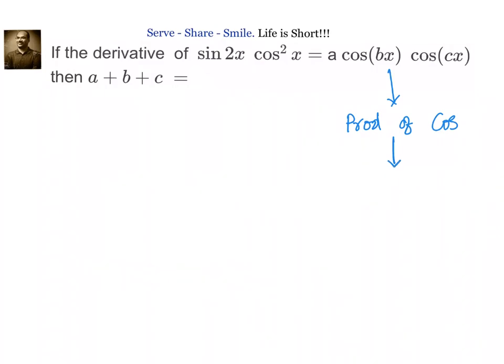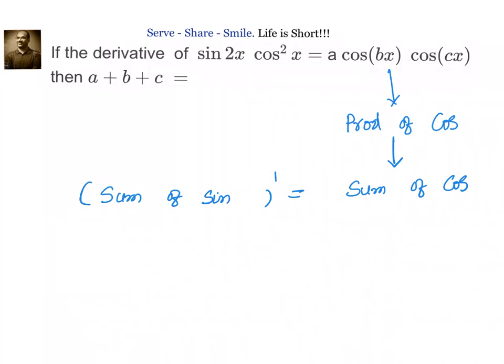Now we know that product of cos functions can be written as sum of cos functions by transformation. Now if we want to get sum of cos functions, then what we need to have on the left hand side, so that after differentiation we will get sum of cos functions. We know pretty easily that should be sum of sine functions, because sine function differentiation is cos function.